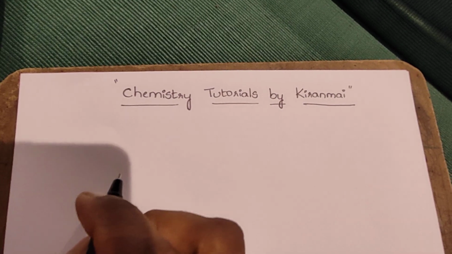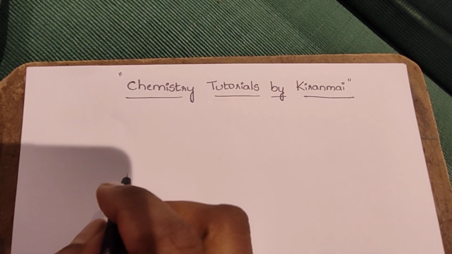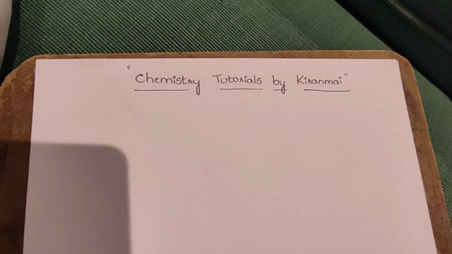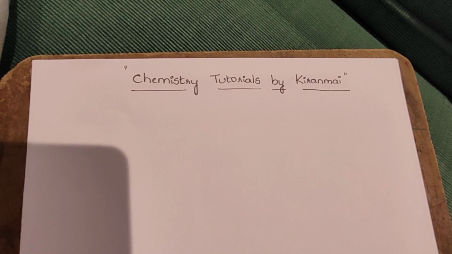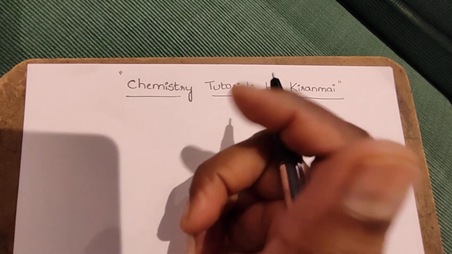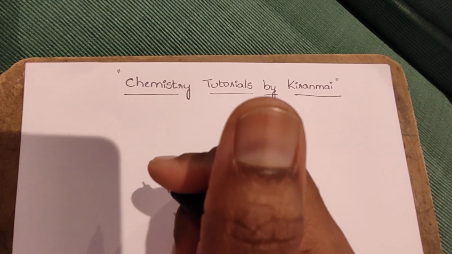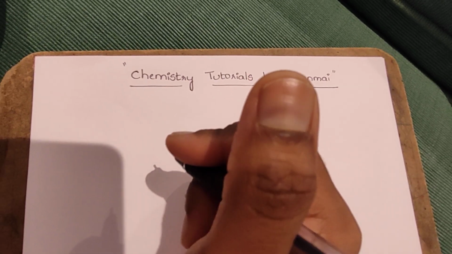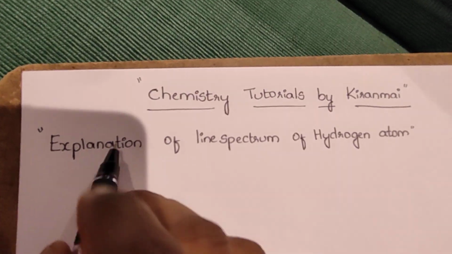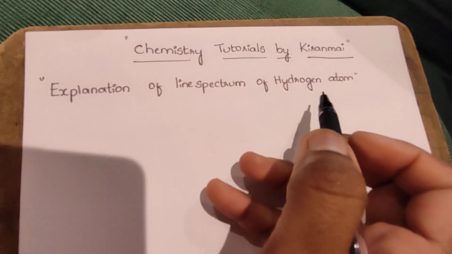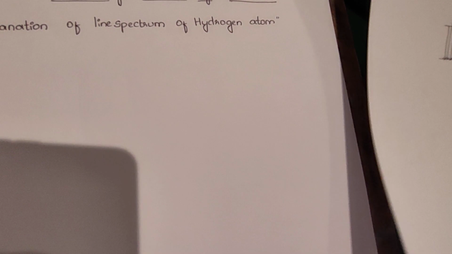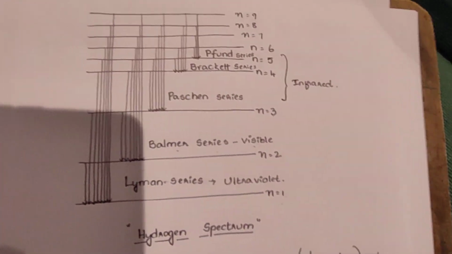In previous videos, we discussed Bohr's postulates and Bohr's atomic model for hydrogen atom. In today's class, I am going to discuss the explanation of line spectrum of hydrogen using Bohr's model or Bohr's postulates. Explanation of line spectrum of hydrogen atom. Before going into the topic, let's have a brief discussion about the hydrogen spectrum.